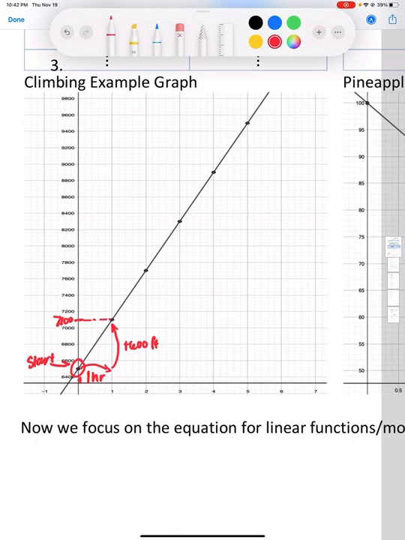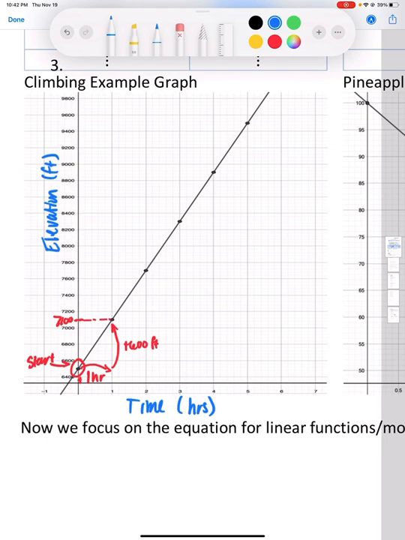Okay, so let's label this axis as elevation and time. Now we know more of what's going on.